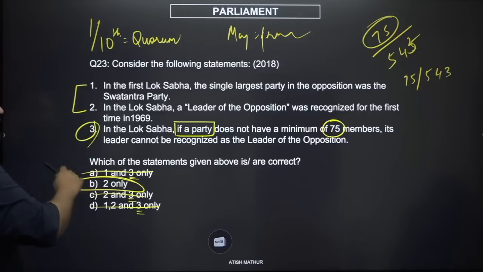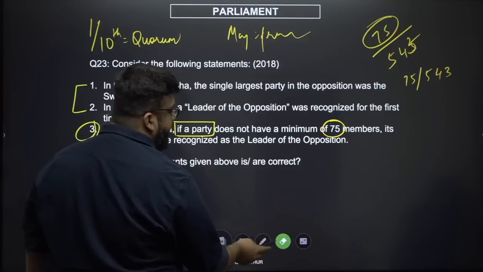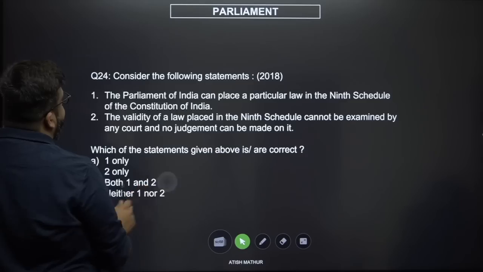But 3 definitely seems very, very odd. So we'll remove 3. What we are left with is option number 2. And that is how we will arrive at the answer. A basic option combo method.